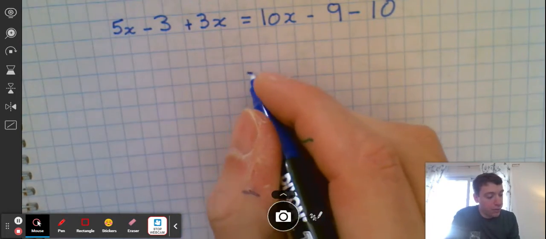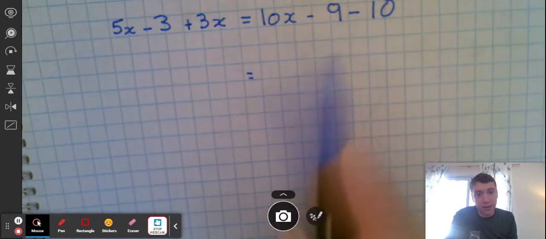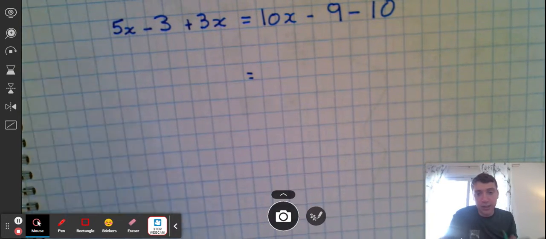Before I start moving things around the equation, before I start trying to solve, I'm going to always look to see if I can collect any like terms. It's always easier to solve if my equation's a little bit simplified. So I'm going to collect the left and the right sides separately. I can only collect terms that are on the same side of an equation.